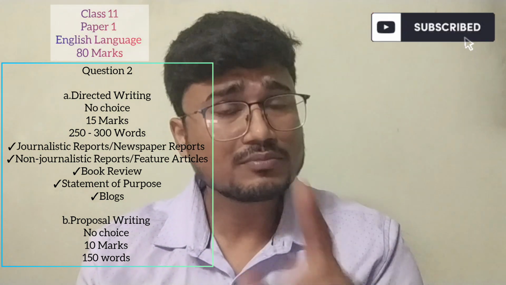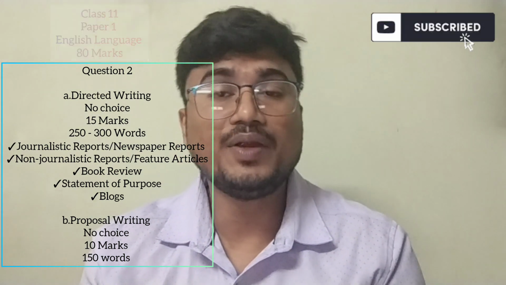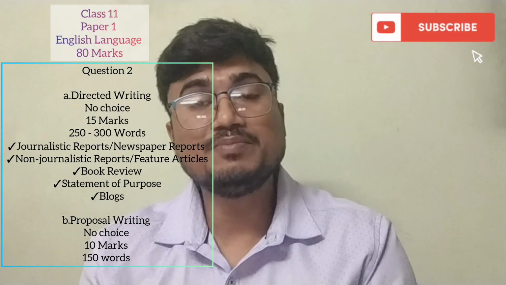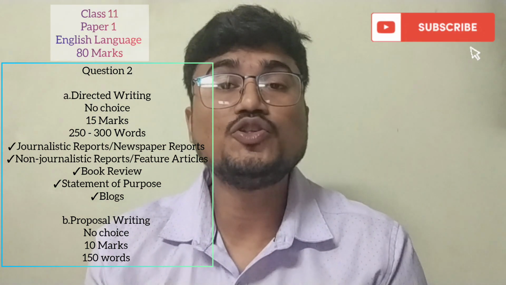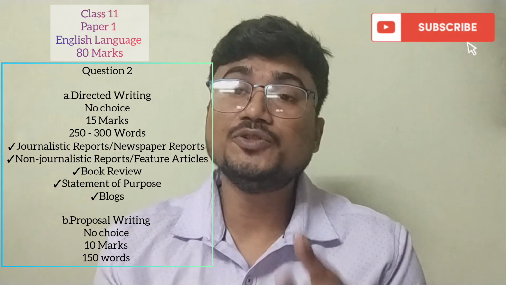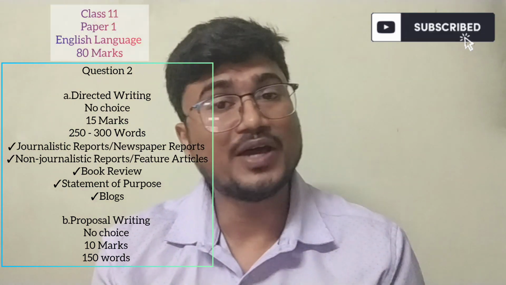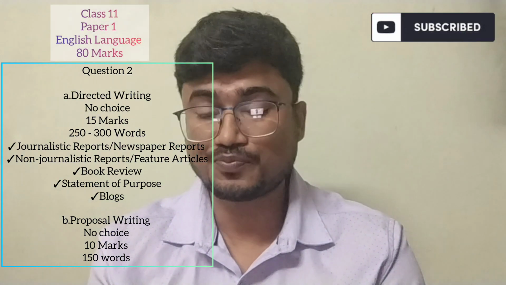Alright. Now, the ideal word limit is around 300 words. Okay. The lowest it can be is 250 and the maximum it can be is 300. Do not exceed that word limit. Now here in question number 2A, you will not be given any choice whatsoever. Alright, you would be given one particular question and you would be expected to answer that only. Of course, guidelines would be provided to each of the questions.